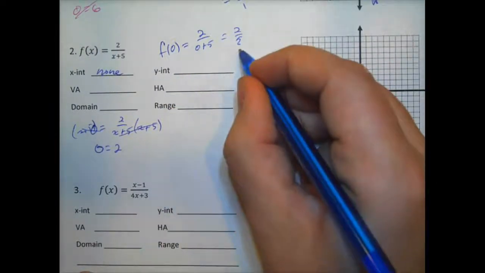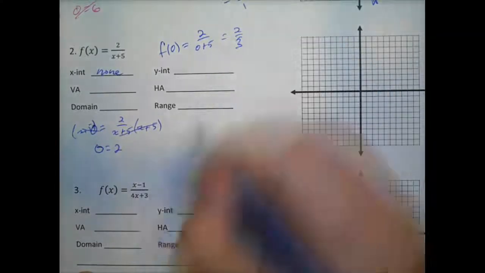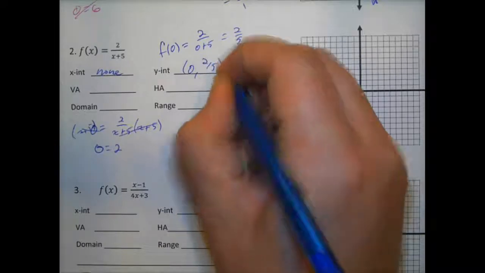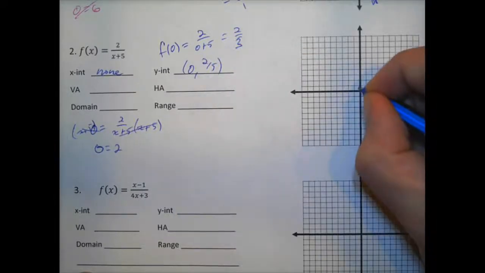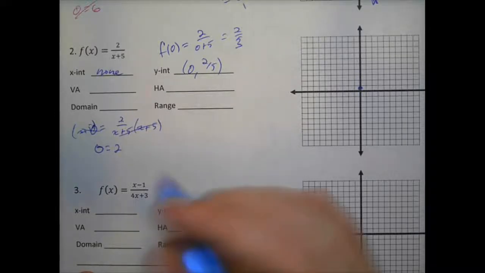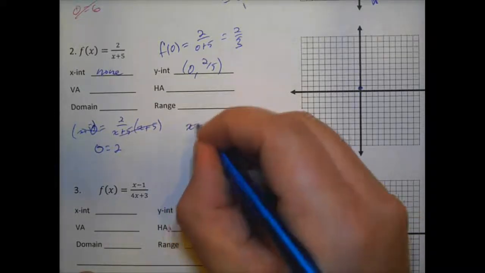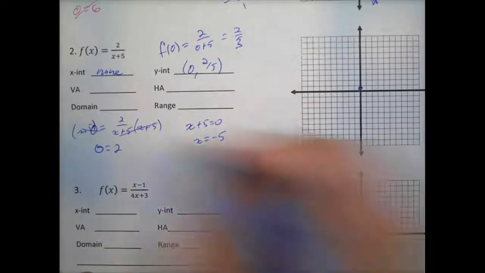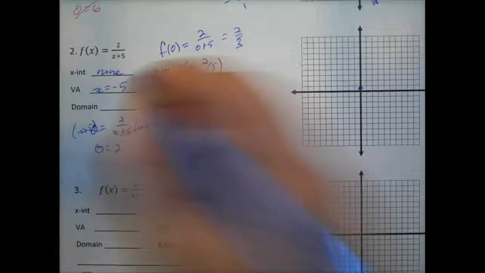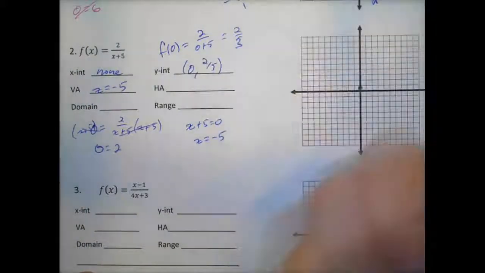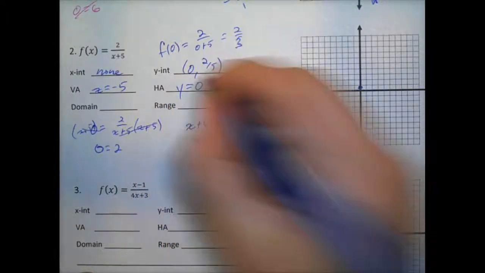I promise that's a 5. It's not very pretty. So I put in 0 for x, and I got a y value of 2/5, which is about 0.4, so it's somewhere like right there. For our vertical asymptote, set your denominator equal to 0 and solve, so x plus 5 equals 0, so I have a vertical asymptote at negative 5. And for my horizontal, I have a higher exponent in my denominator, so this is bottom heavy, so my horizontal is at y equals 0.